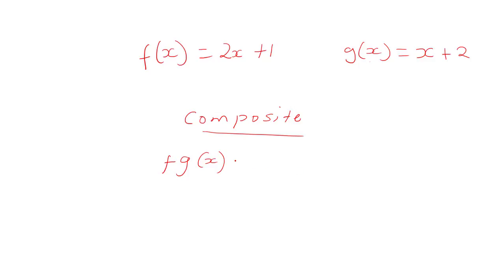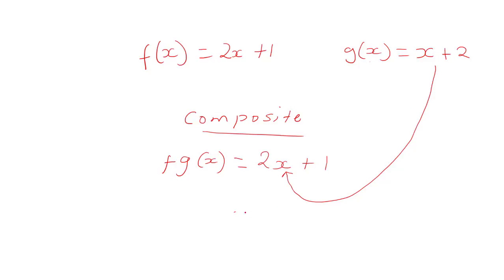Okay, so what do you mean by that? It means this: the first thing, you're going to start with your f of x, which is 2x plus 1. However, where this x is, the g of x, the x plus 2, now becomes the input there. It's as if this x plus 2 is now your x here. Okay, so repeating that, fg of x means that you start with f of x, which is 2x plus 1, but then this input here is basically the entire x plus 2.